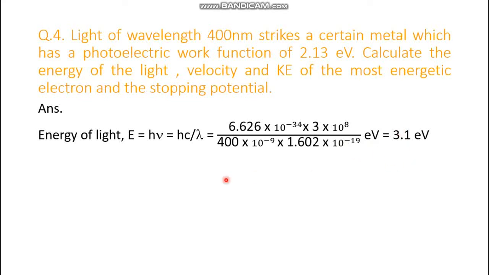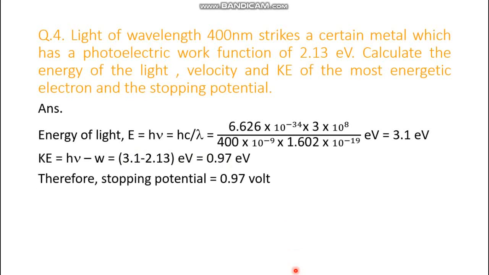Now kinetic energy. Kinetic energy is from Einstein's equation, h nu minus W. So it is 3.1 electron volt minus 2.13 electron volt. This is the overall energy of the light, and 2.13 electron volt is the work function. So the maximum kinetic energy should be 0.97 electron volt. So this is actually the stopping potential. So the stopping potential is 0.97 volt. If this is in electron volt, then this should be in volt.